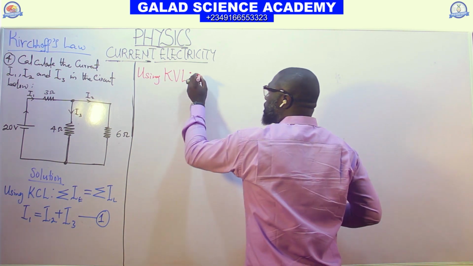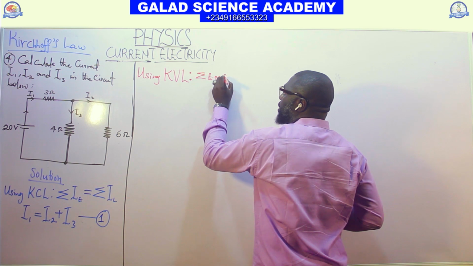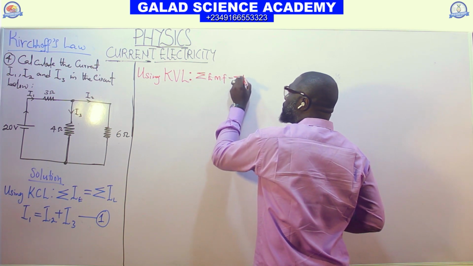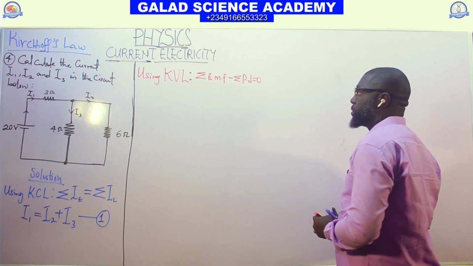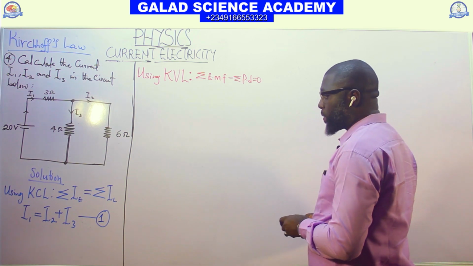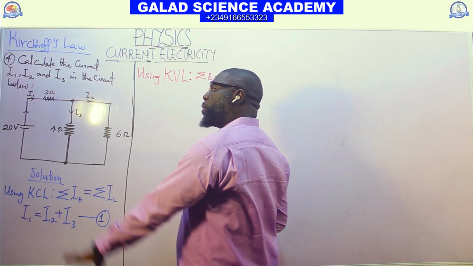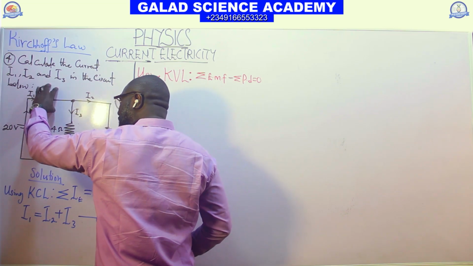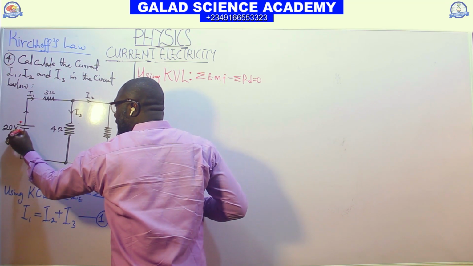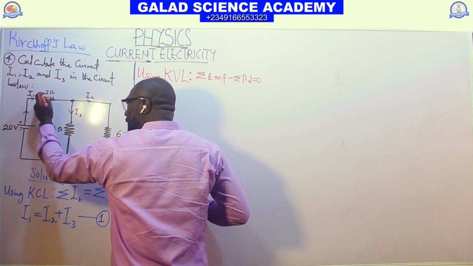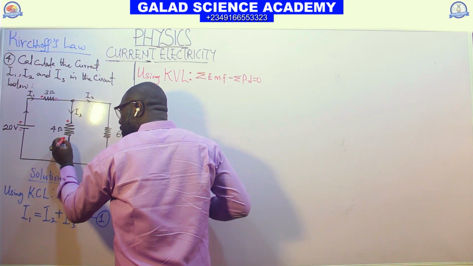The law says the sum of EMF minus the sum of PD equals 0. So by applying Kirchhoff's second law, we must know the polarity of the resistor and the charge on the cell. This is positive, this is negative. Here is also positive, current flowing like this, negative. So current flowing down like this, here we have positive. Here we have negative.